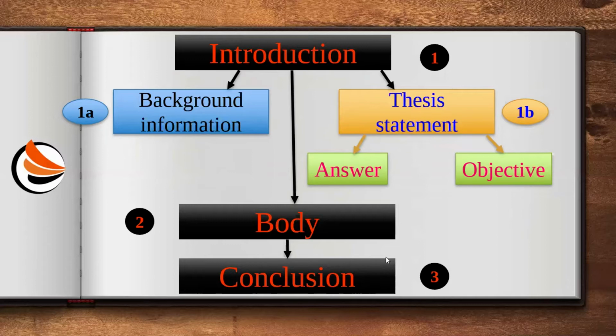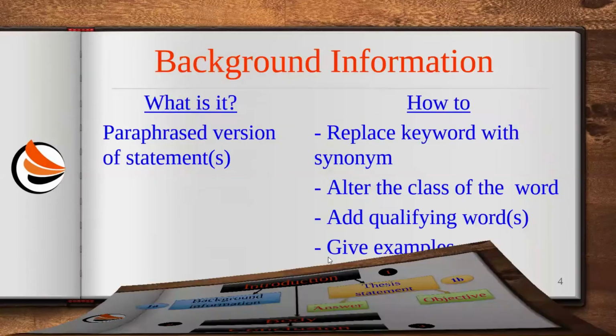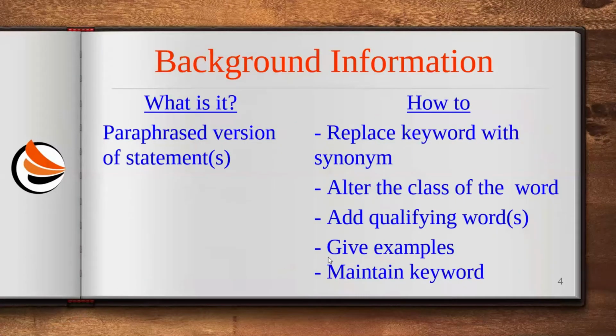The thesis statement also has two parts. It has the answer and the objectives. So, objectives, sorry. Let's take each of these two parts one after the other. I mean the two main parts of the introduction, the background information and the thesis statement, to understand what we are supposed to do. The background information is the paraphrased version of the statement.